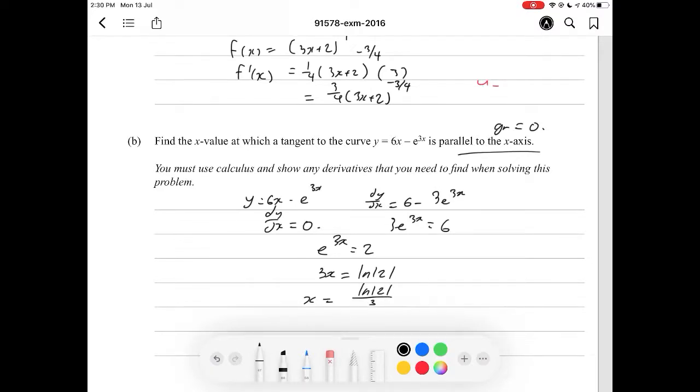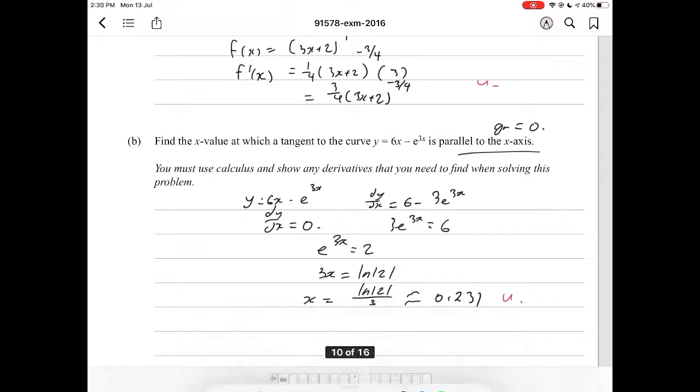And if you want to convert that to decimal form, it doesn't really matter, but that is approximately 0.231. And that is another achieved question there. It's achieved.